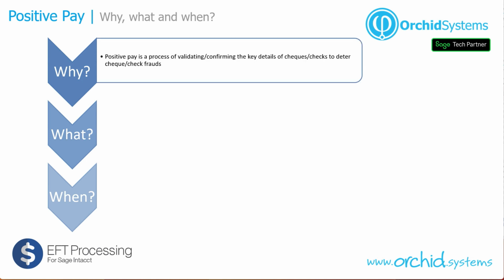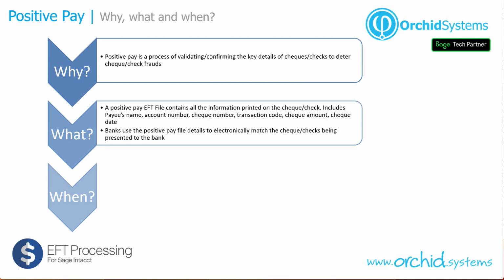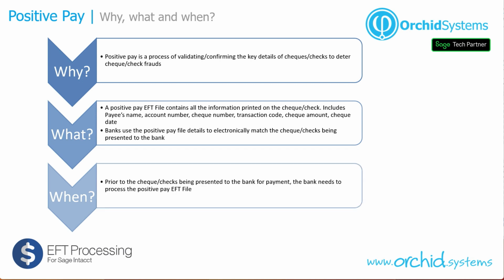Positive pay is a process of validating or confirming the key details of checks to deter check fraud. A positive pay EFT file contains all the information printed on the check. It includes the payee's name, the account number, the check number, the transaction code, the check amount, and the check date. Banks use this positive pay file to match the details electronically with the check being presented to the bank. Prior to the check being presented to the bank for payment, the bank needs to process the positive pay EFT file so they can honor the check.